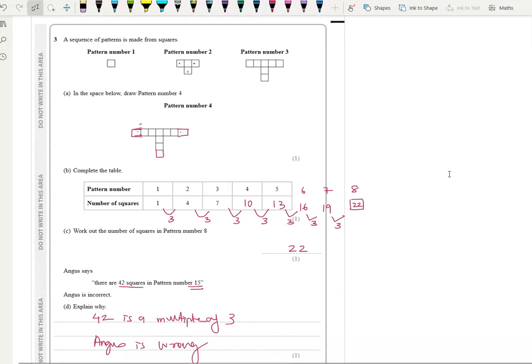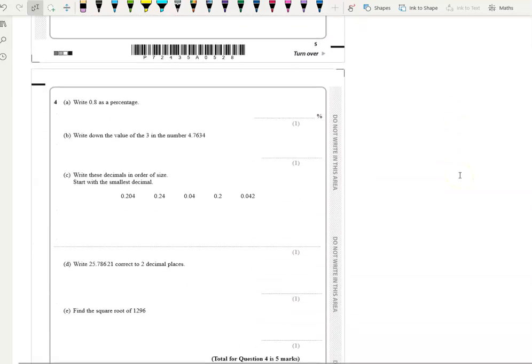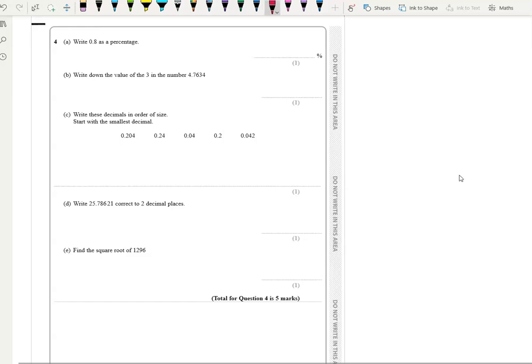Okay, next question. Write 0.8 as a percentage. To convert a decimal into a percentage, simply multiply it by 100. 0.8 times 100, you will get 80%.